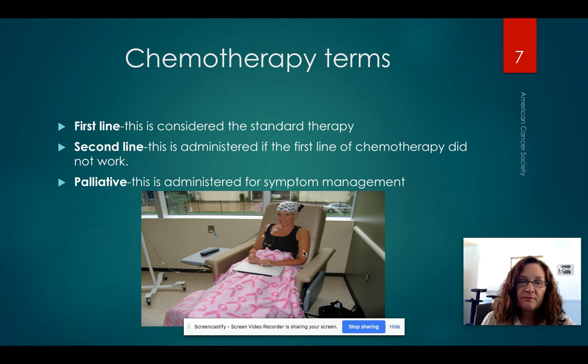Then there's palliative. This is administered for symptom management. So for instance, a patient has a tumor that's pressing against their lung and they're having difficulty with breathing. They'll administer chemotherapy just to shrink that tumor to help with their symptoms.